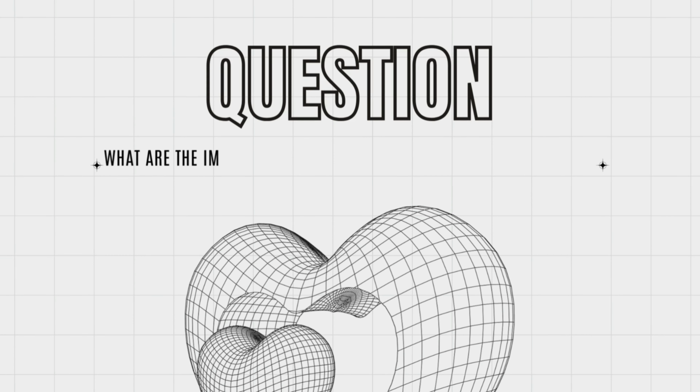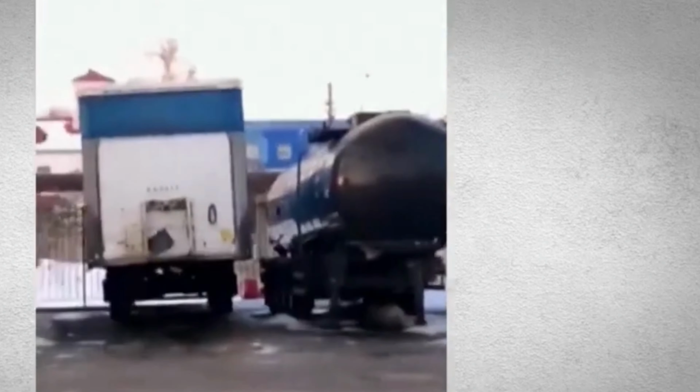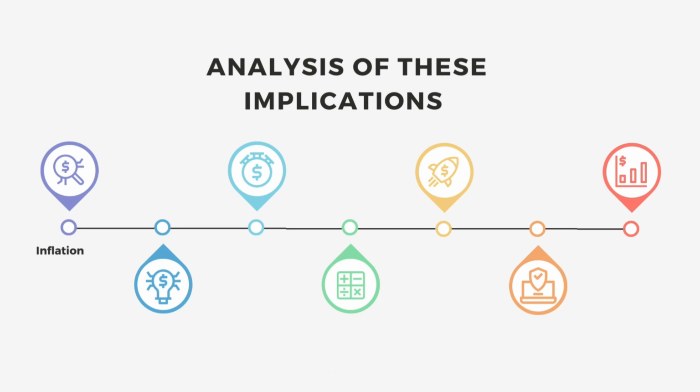Secondly, let's delve into what are the implications of rising oil prices for inflation rates and central bank policies, particularly in the United States. The implications of rising oil prices for inflation rates and central bank policies, particularly in the United States, are multifaceted and significant. Here's an analysis of these implications. Number one is inflationary pressure.